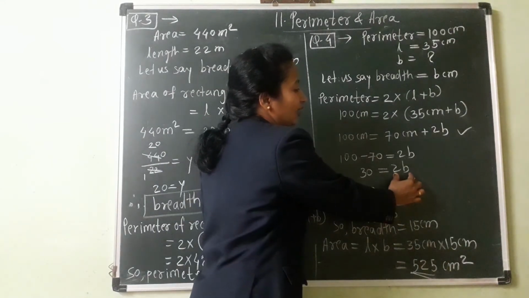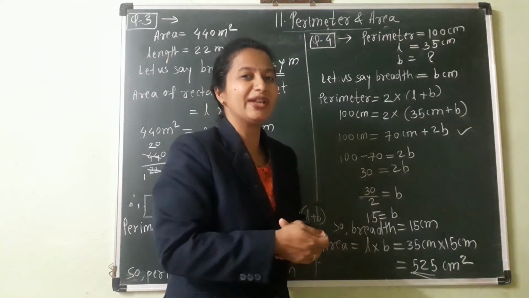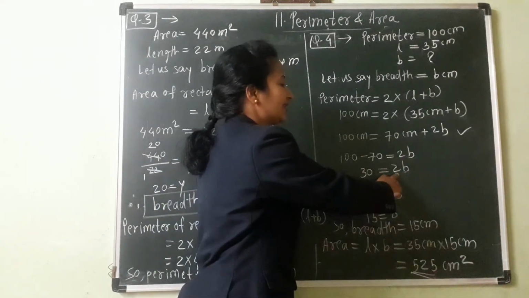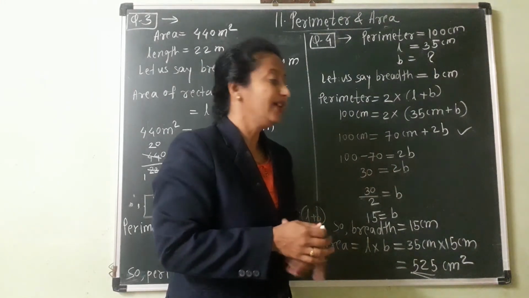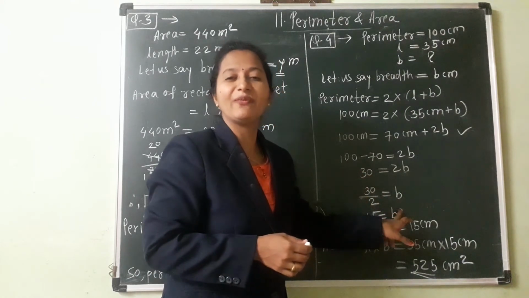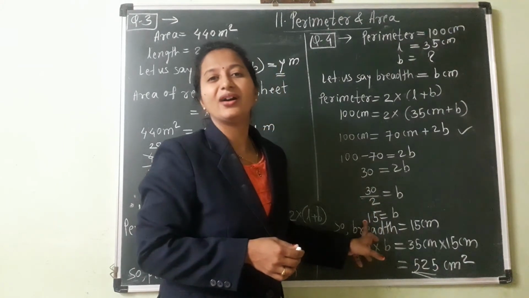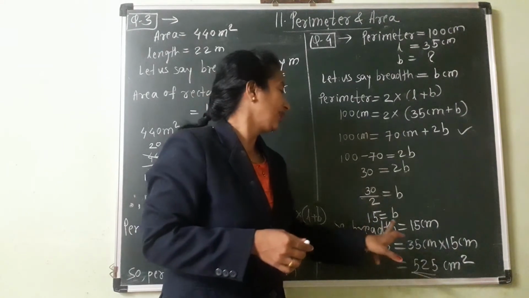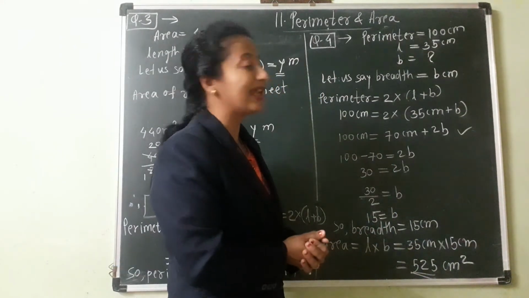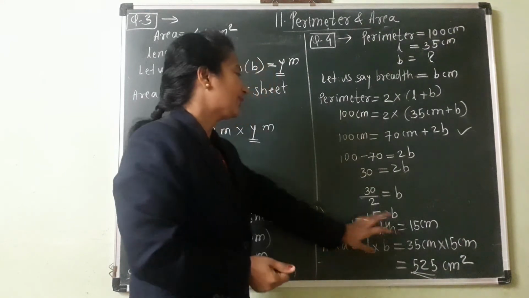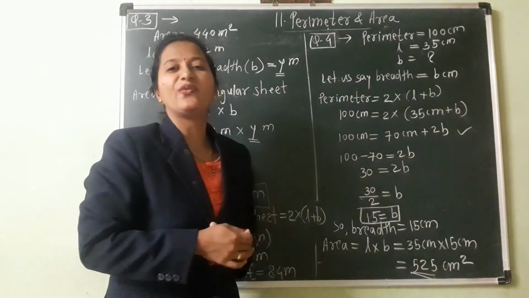We have to find the value for b. Again here, between 2 and b there is a hidden multiplication sign. So what is the opposite of multiplication? Division. That means when this 2 goes to the opposite side of the equal sign, we have to divide. That means 30 divided by 2, then you will get the value of b. So when you divide 30 by 2, obviously you will get the answer 15. So 15 is the value for b and b means breadth. That means the breadth of that rectangular sheet is 15 centimeters. Very important. Now we have to find the area.